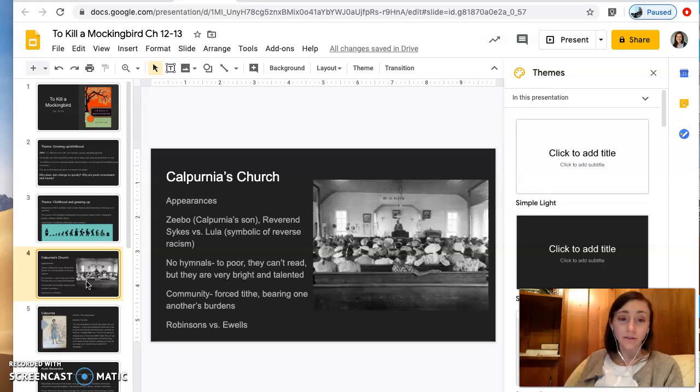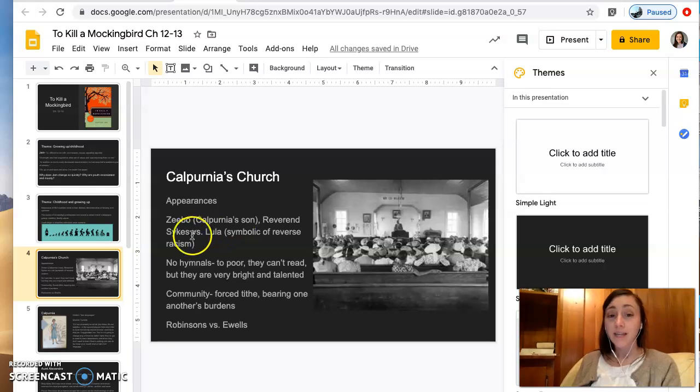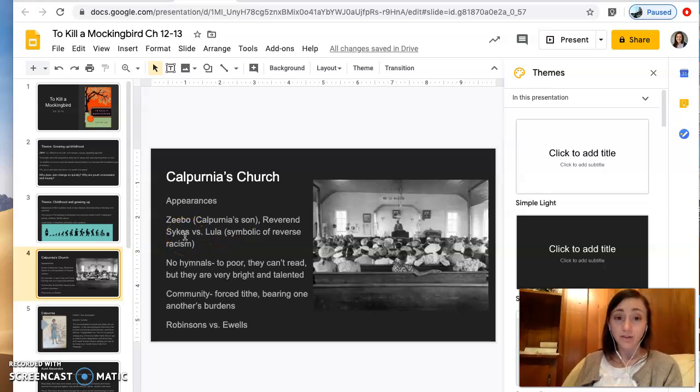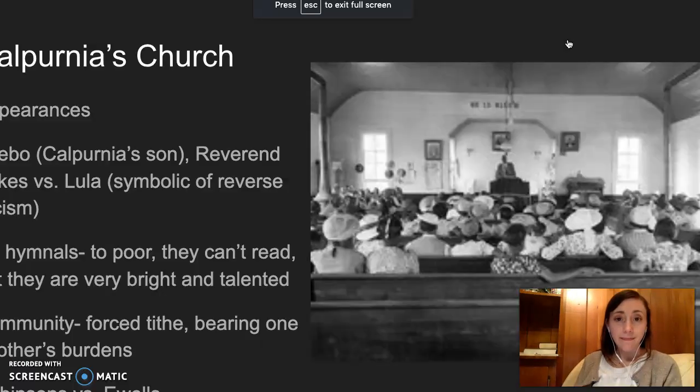We'll encounter some characters at Calpurnia's church. There's Zeebo, who is Calpurnia's son, and then Reverend Sykes is the pastor at the church. And then there's also Lula, and Lula is symbolic of reverse racism. As you encounter each of these different characters, you're going to see that they respond differently. Zeebo is very welcoming and kind, and Reverend Sykes is glad to have the children be a part of his congregation.